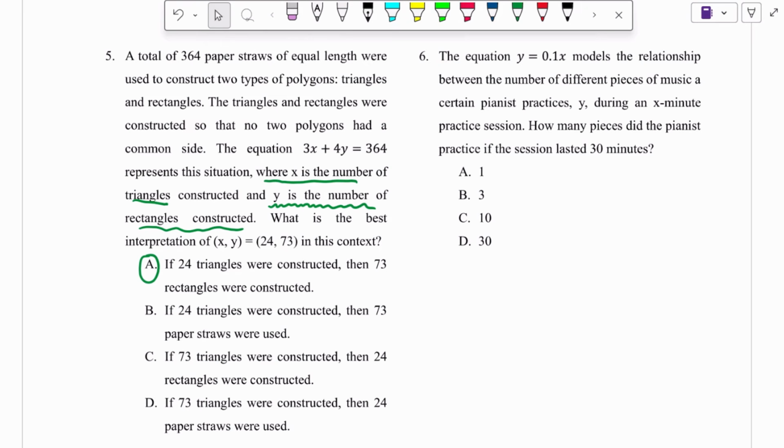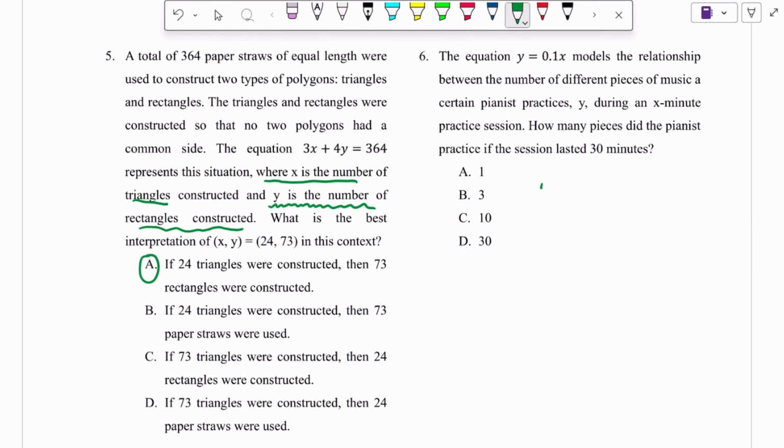All right, moving on to problem 6. The equation y equals 0.1x models the relationship between the number of different pieces of music a certain pianist practices, y, during an x amount of practice time. How many pieces did the pianist practice if the session lasted 30 minutes?